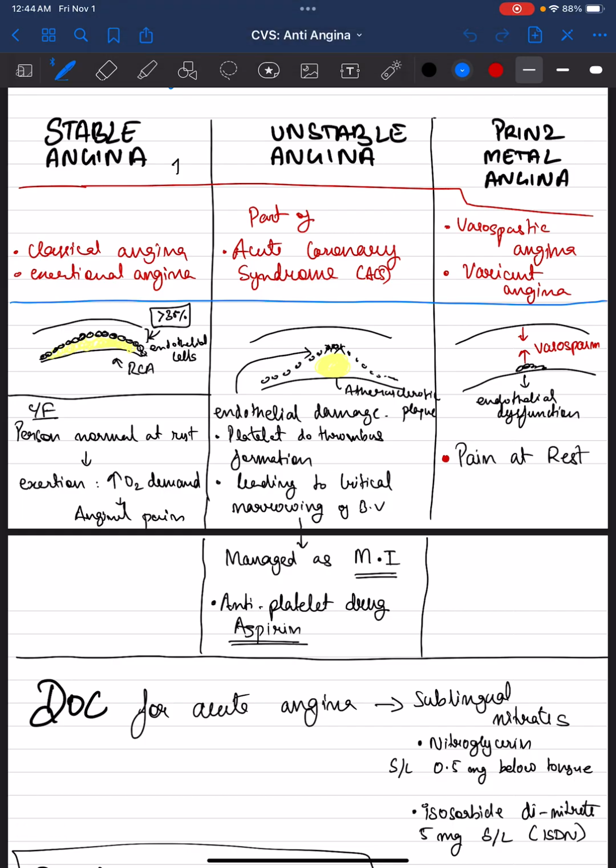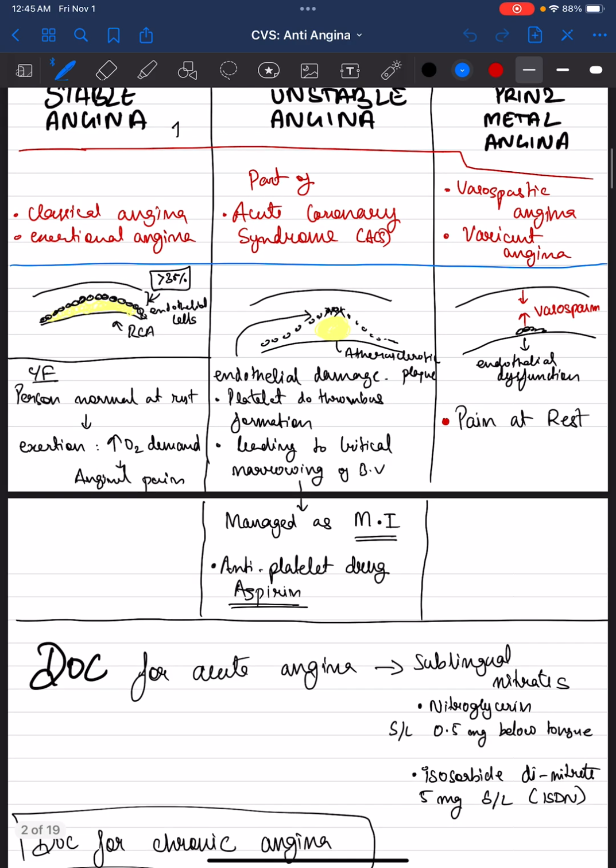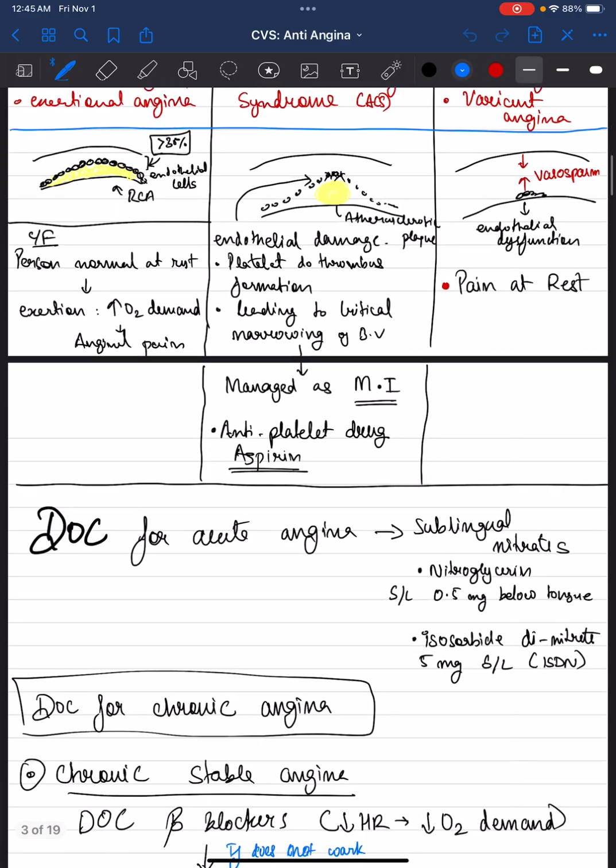Prinzmetal angina is also known as vasospastic angina or variant angina, in which there is endothelial dysfunction and the blood vessel will vasospasm. That is why it is also known as vasospastic angina. And there will be pain at rest for the patient in this angina.